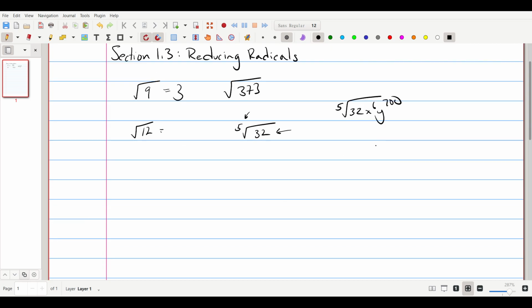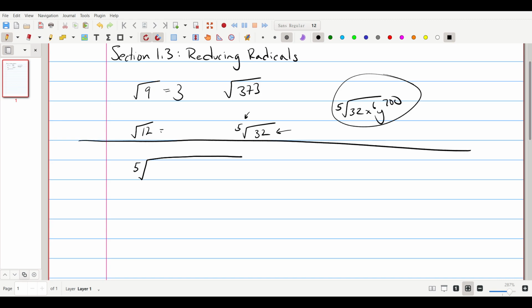So we're actually just going to work on this one, and I'm going to go slow and write as neatly as I can. And if you still have questions, let me know, because this is something that a lot of people stumble with in algebra. So, the fifth root of 32x to the 6th, y to the 700th power.